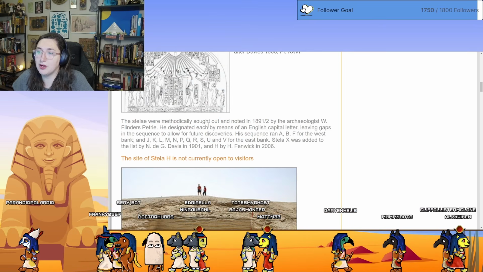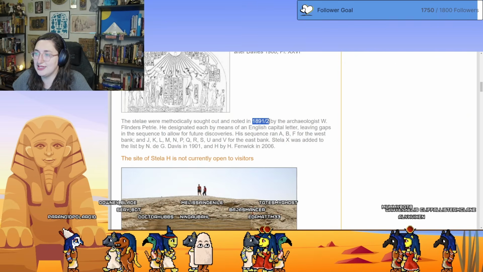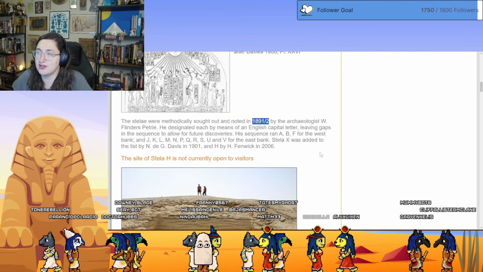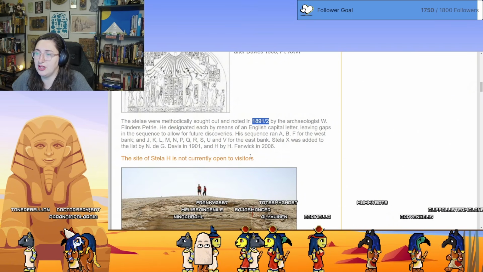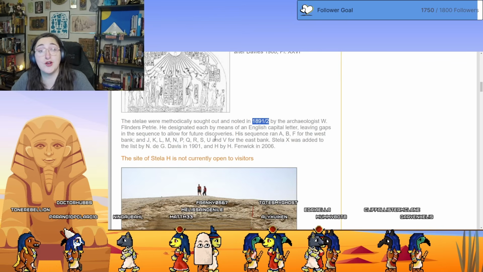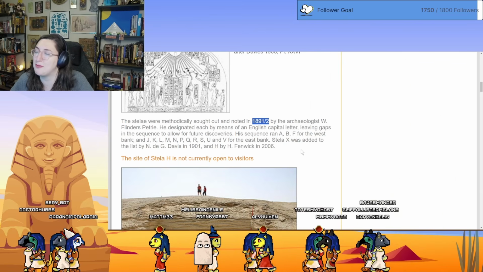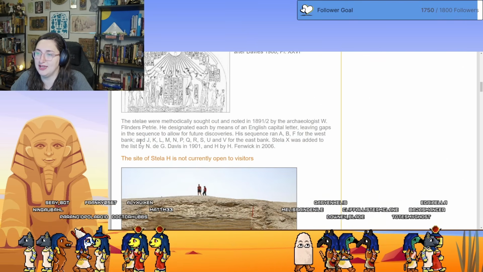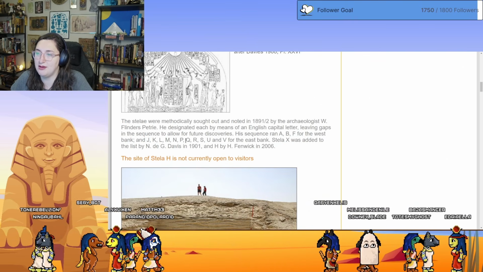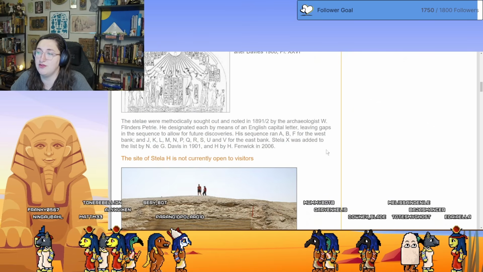The stelae were methodically sought out and noted in 1891 and 1892 by the archaeologist W. Flinders Petrie. He designated each by means of an English capital letter, leaving gaps in the sequence to allow for further discoveries because Petrie is smart. So his sequence ran A, B, F for the West Bank and J, K, L, M, N, P, Q, R, S, U, V for the East Bank.